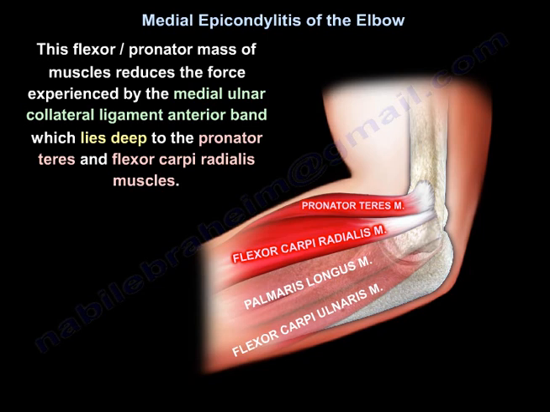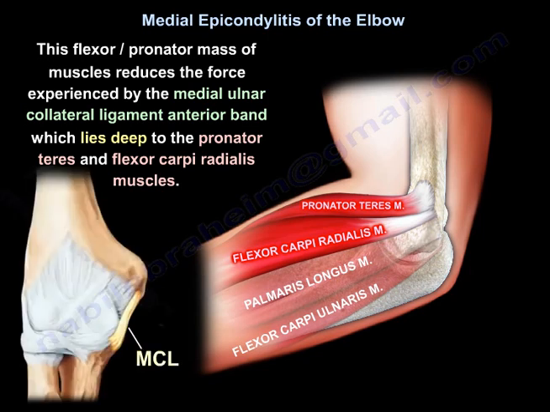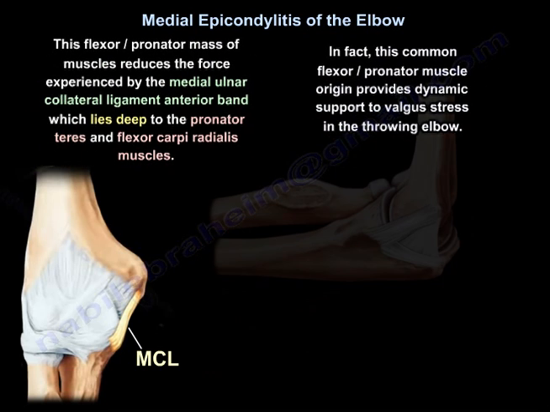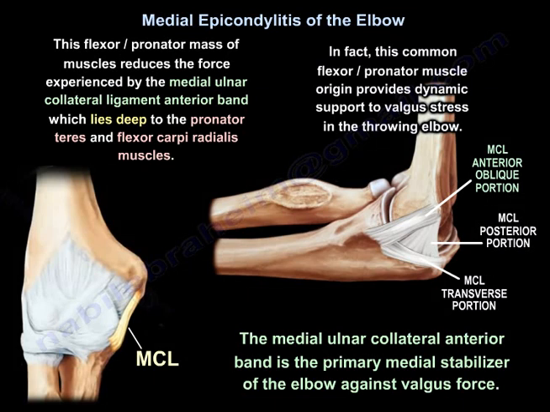This flexor pronator mass of muscles reduces the force experienced by the medial ulnar collateral ligament anterior band, which lies deep to the pronator teres and flexor carpi radialis muscles. In fact, this common flexor pronator muscle origin provides dynamic support to valgus stress in the throwing elbow. The medial ulnar collateral ligament anterior band is the primary medial stabilizer of the elbow against valgus force.